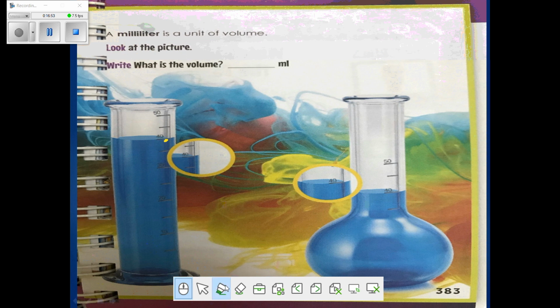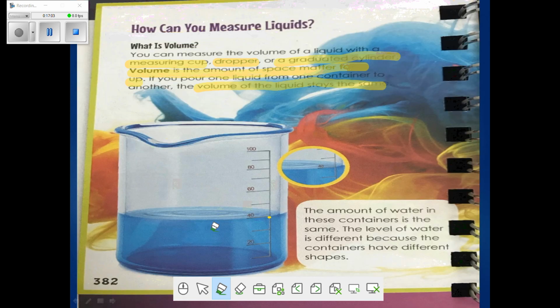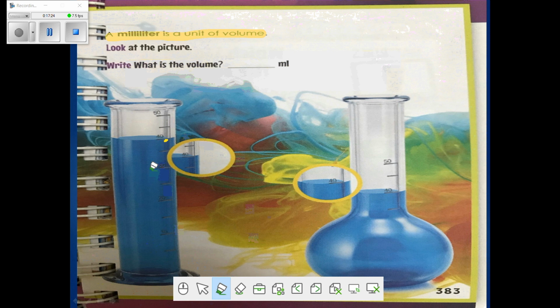A milliliter is a unit of volume. Here 40 milliliter, and here 40 milliliter. So we studied the volume of the water. What do you mean by the volume of the water? The amount of water in the container. The amount of water here is 40 milliliter. Here, the amount of water in the graduated cylinder, 40 milliliter, and in the third container, 40 milliliter.